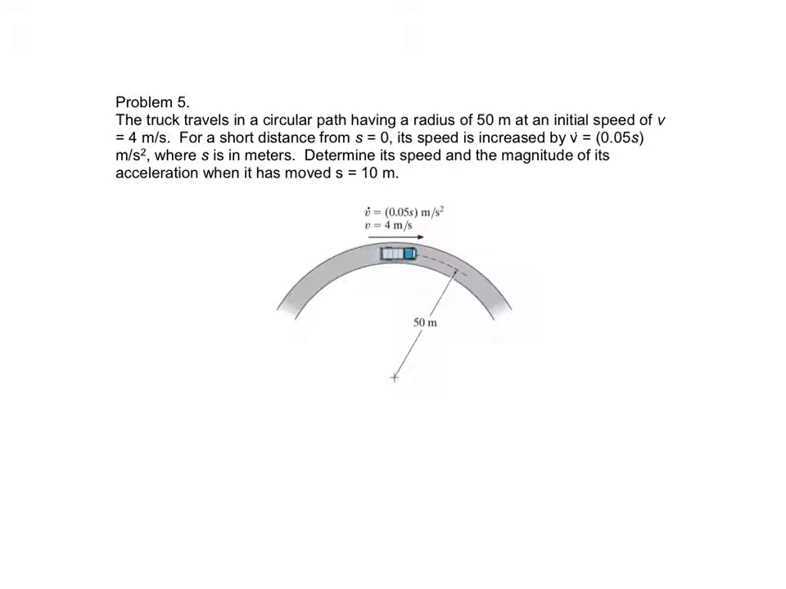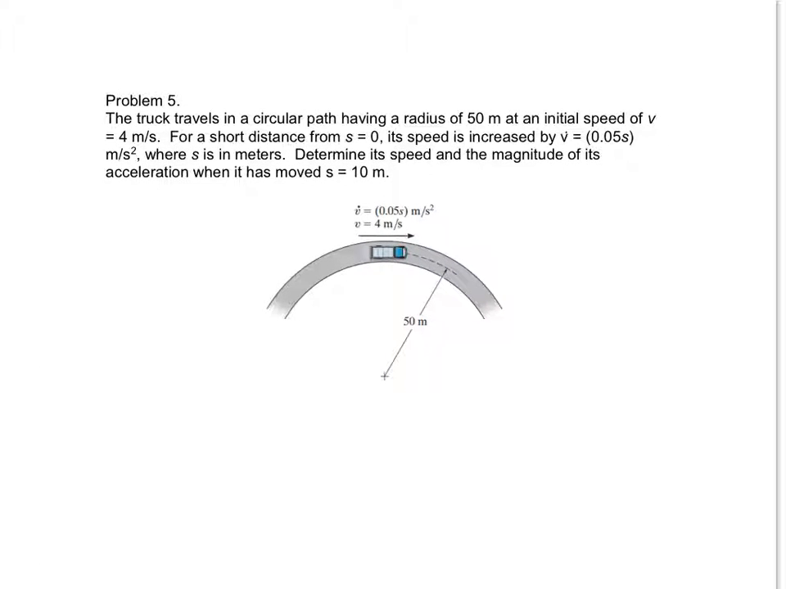All right, so here's a problem. Truck travels in a circular path having a radius of 50 meters. We notice that it tells us that. We're probably going to need to use that. It's traveling a circular path, so let's think normal and tangential. It has an initial speed of 4 meters per second. For a short distance from s equals 0, its speed is increased by v dot is equal to 0.05 s, meters per second squared. So it has some acceleration. Its speed is increased. That's its tangential acceleration.